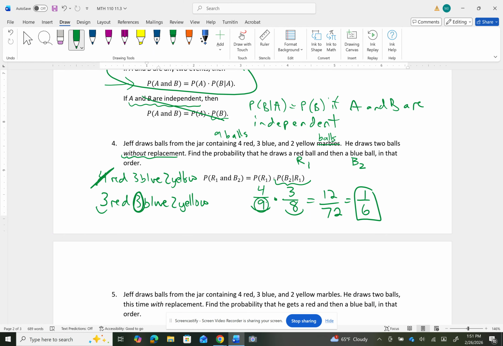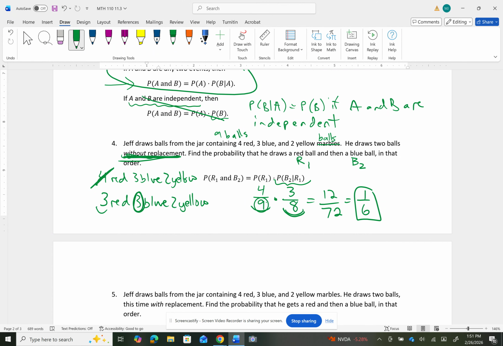All right, now for my second draw, what's the probability of getting a blue marble? But I have to assume that I got a red marble on my first draw, and I have to make sure that I've paid attention to what happened to that first marble. Without replacement means that ball did not go back in the jar. So that means I have only 8 marbles, and 3 of those are blue, and that's where we would get our probability.